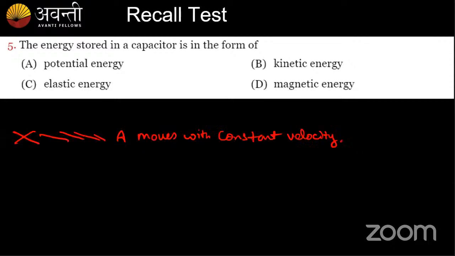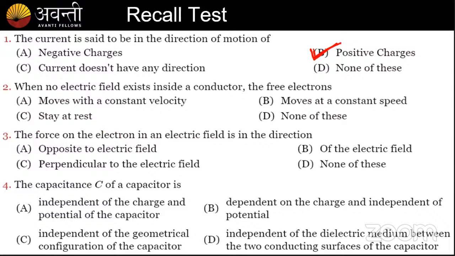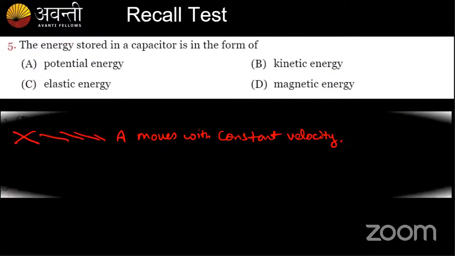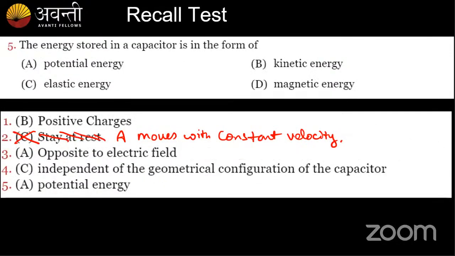Next, the third question goes like, the force on the electron in an electric field is in the direction of opposite to the direction of electric field.